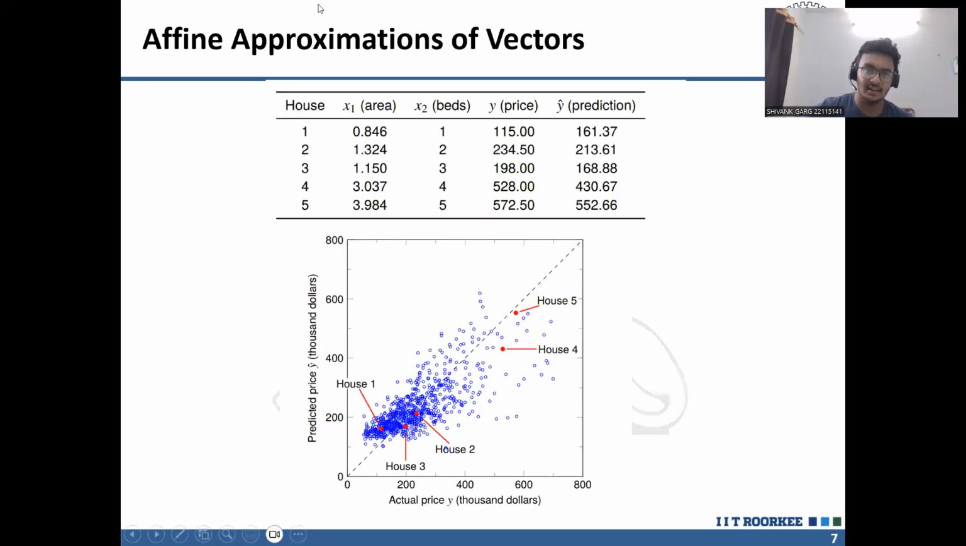So consider this. Here the house areas are these, 0.48, 1.324. These are in square meters. And then these are the number of bedrooms. These are the actual prices and these are the predictions. So as you can see, the predictions may be a bit far apart, but not really. They give you a good idea of how the price is going to be. So this is how a linear model is fit.